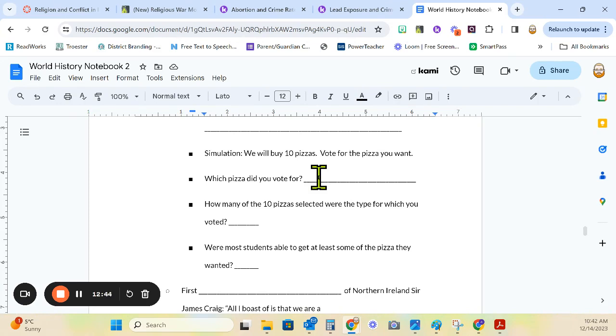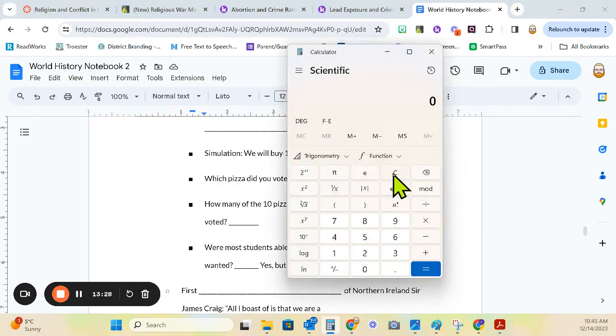Were most students able to get at least some of the pizza they wanted? What do we say? Silas, did most people get some of the pizza they wanted? 11 out of 18 of you voted for pepperoni. So, did a majority of people get what they wanted? Yeah. But, now, the flip side is you guys changing your minds. You need to add a little bit extra in here. In your case, it's going to be yes, but, and now I guess I do have to get the calculator out. 7 divided by 18. Okay. 39%.